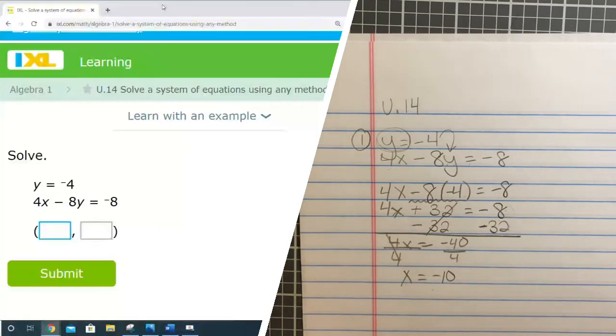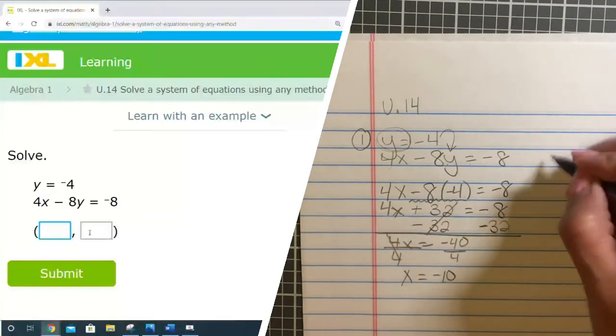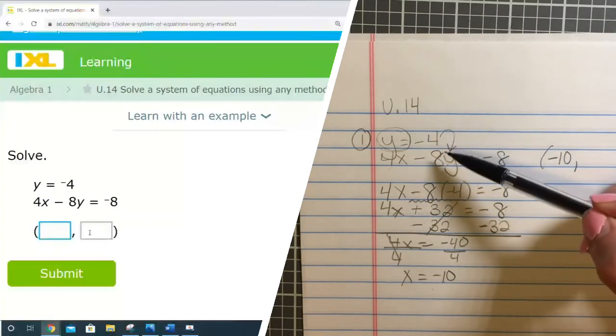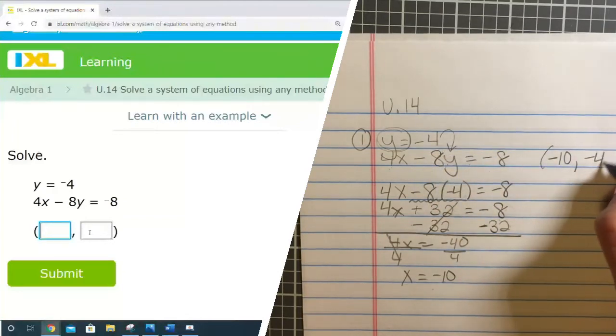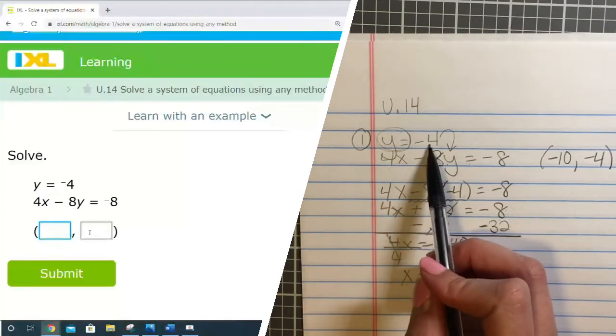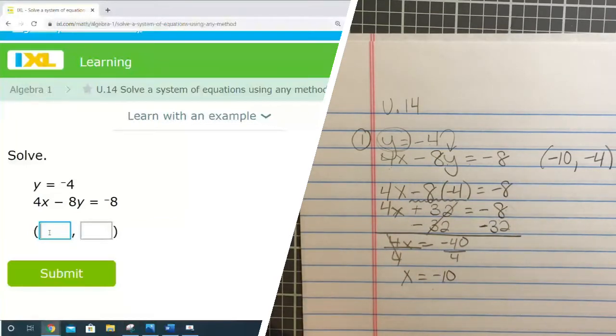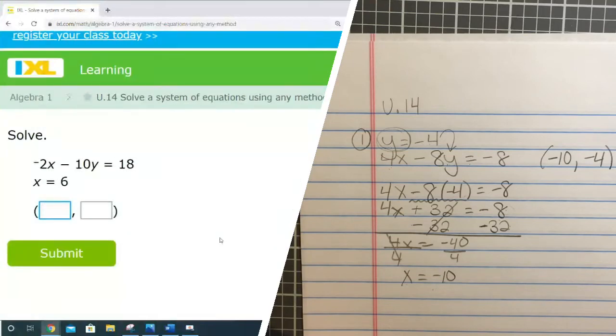But you have to make sure you remember and look at what they're wanting. Okay, they want the x value right here, and then they want the y value right there. So we just found the x, which was -10, and it just so happens that in this question, we know the y is -4. Sometimes we don't know that, but they did tell us right away that y was already -4. We just had to find the x. So let's go ahead and type in -10 and then -4. Okay, terrific, and it brings us to the next question.